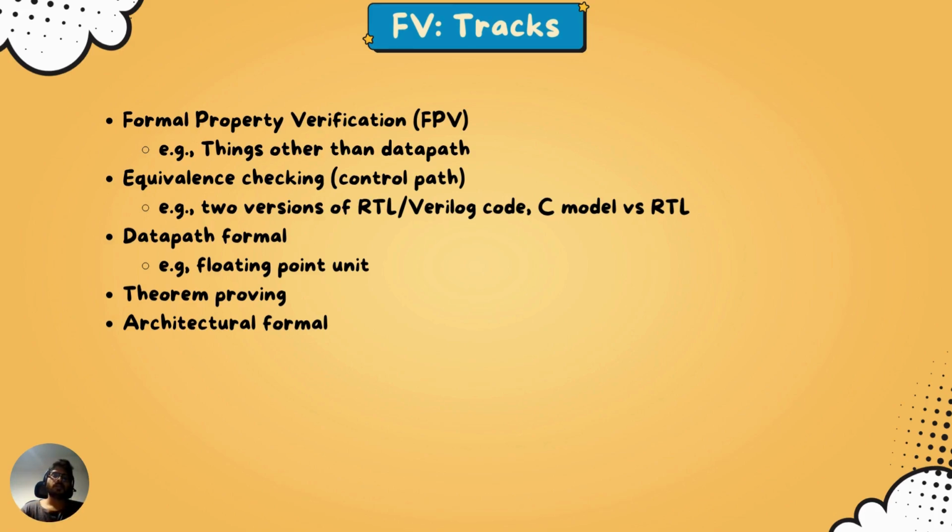Datapath verification is another track. In formal, it is used for some data-intensive units like floating point units. And then there is the idea of theorem proving, where you bring in a lot of math, get your hands dirty more, and do more involved math. And then there is another track called architectural formal. So each track tackles different flavors of bugs. Together they are like the Avengers of verification, stronger as a team than alone.